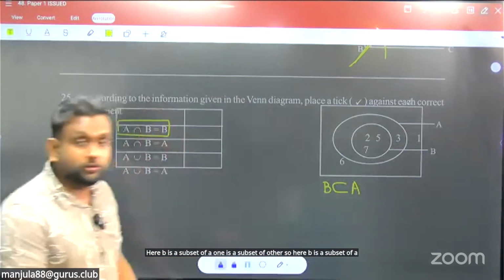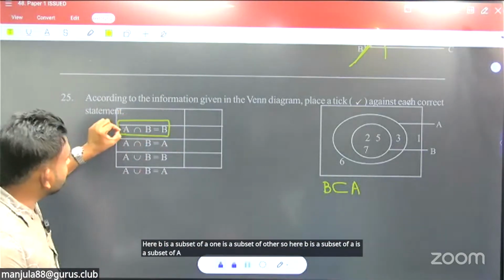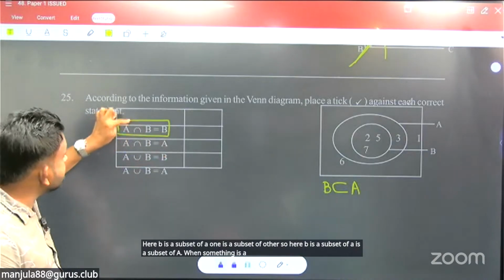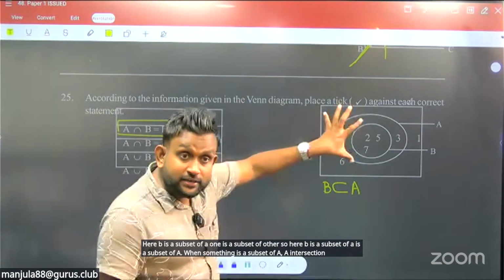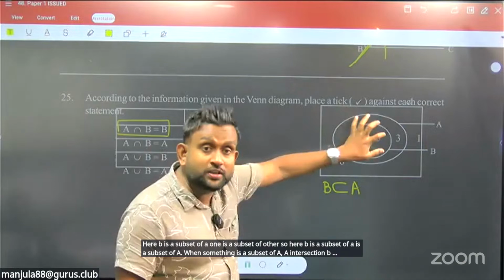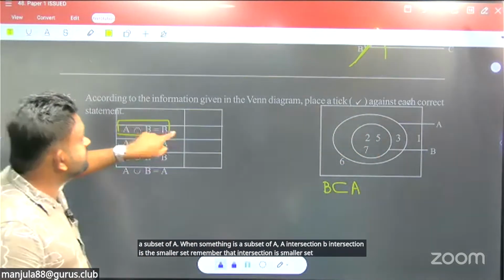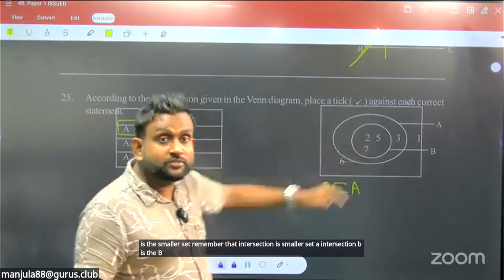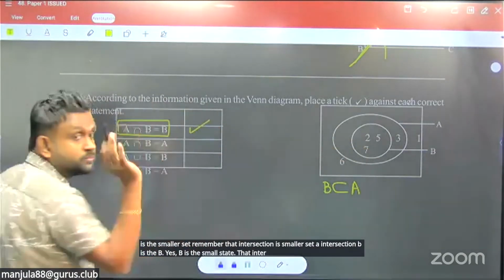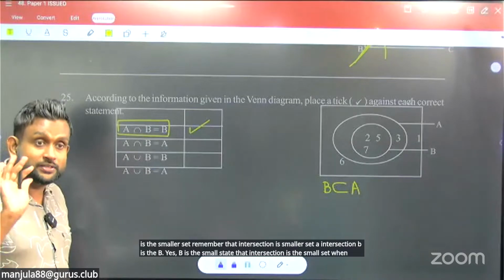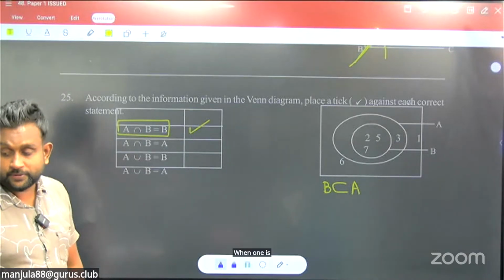B is a subset of A. When something is a subset, the intersection is the smaller set. Remember that. Intersection is the smaller set. A intersection B is B. Yes, B is the smaller set. That intersection is the smaller set when one is a subset of the other.